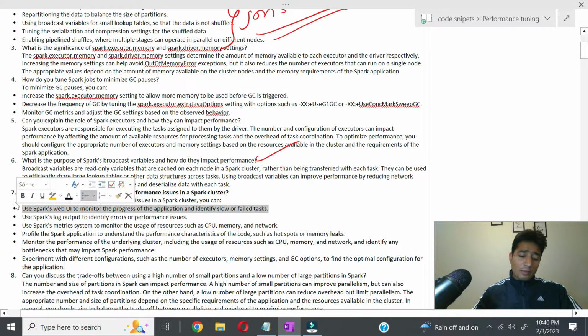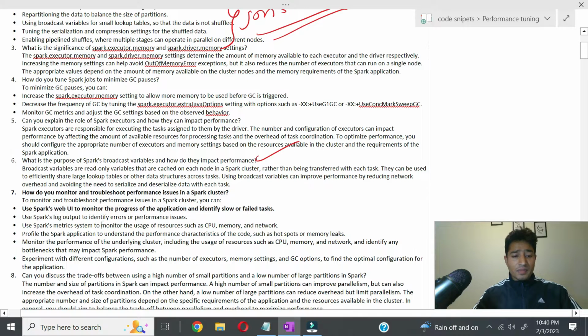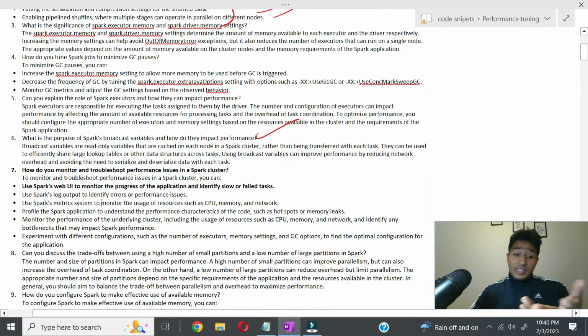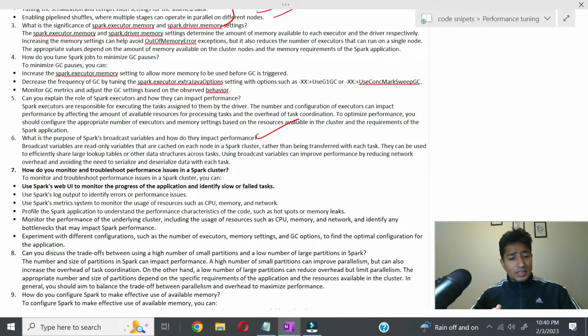We will be talking about this point in a lot of detail in the next few questions. Use Spark log output to identify errors and performance issues. You can use the Spark metric system to monitor the usage of resources such as CPU, memory, and network. Profile the Spark application to understand the performance characteristics of the code, such as hotspots and memory leaks. We will be covering hotspots, might be in a later section, not in this video, might be in other videos.